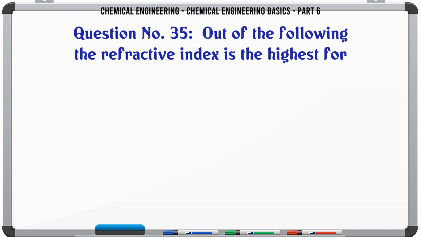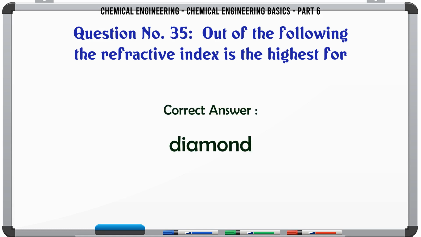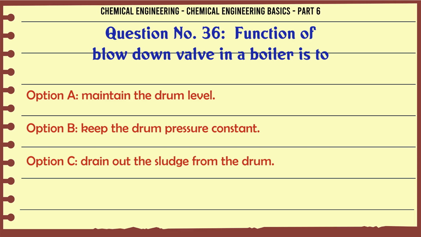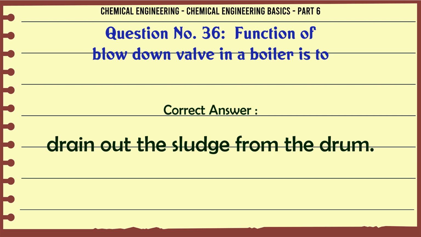Out of the following, the refractive index is the highest for A. Glass. B. Diamond. C. Brine. D. Kerosene. The correct answer is diamond. The function of a blow-down valve in a boiler is to A. Maintain the drum level. B. Keep the drum pressure constant. C. Drain out the sludge from the drum. D. Empty the boiler during shutdown. The correct answer is drain out the sludge from the drum.